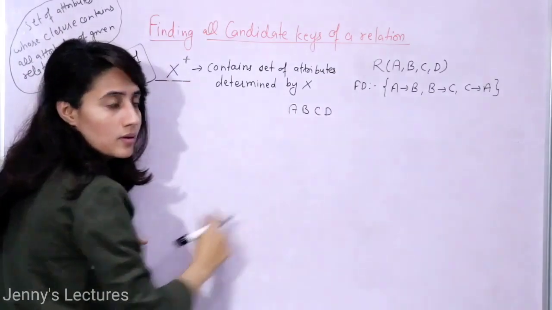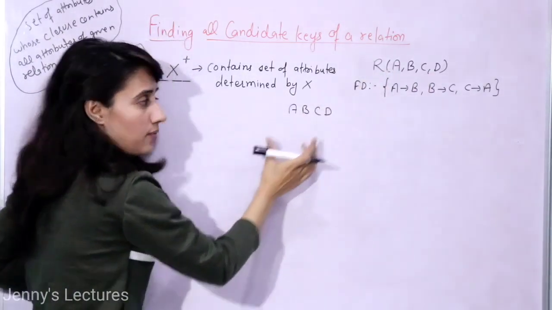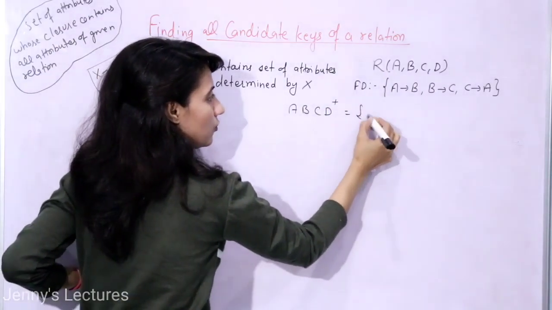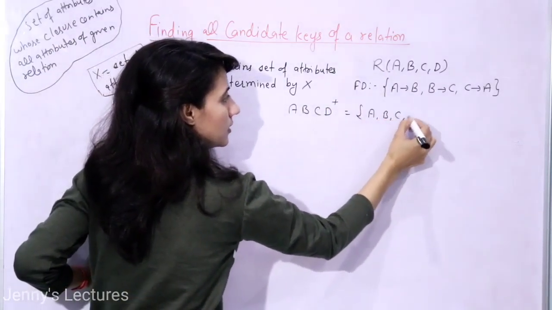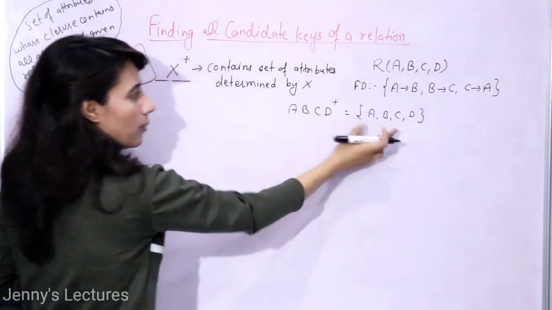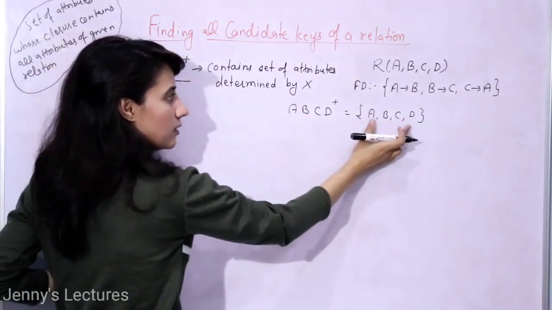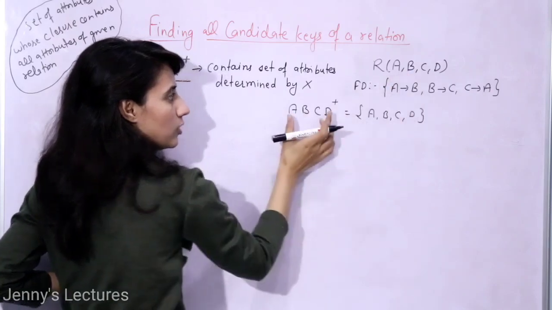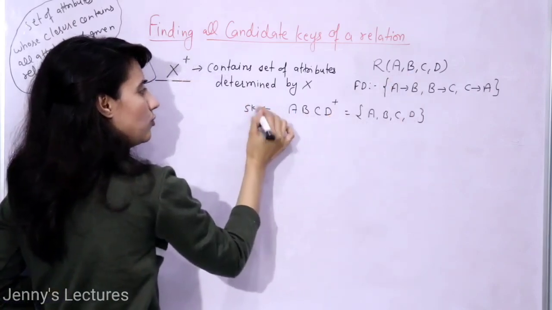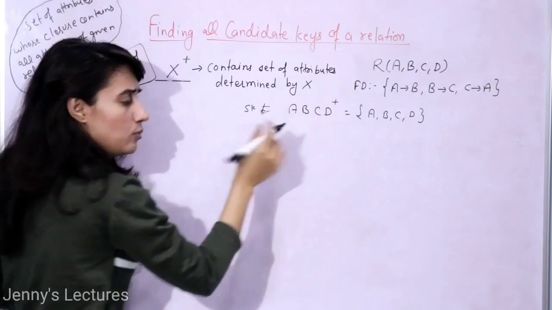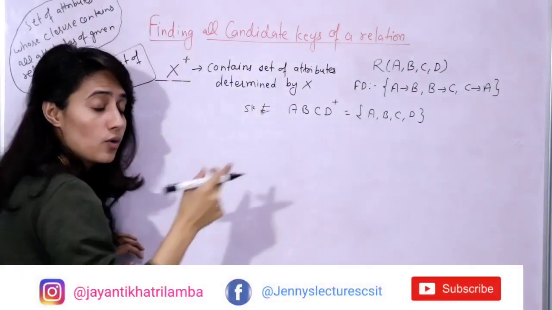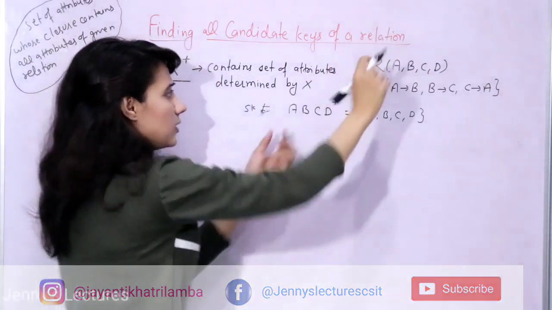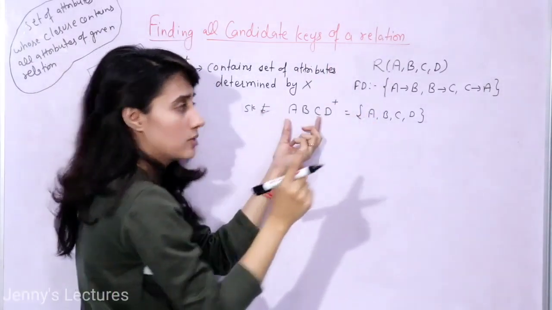Take all the attributes. Definitely this would be a super key, right? Because the closure of this would find A, B, C and D using the reflexivity property. Each attribute can determine itself. And the closure of this has all the attributes of the relation, so that is why this is a super key. Now you need to check: can you discard any attribute from this super key?